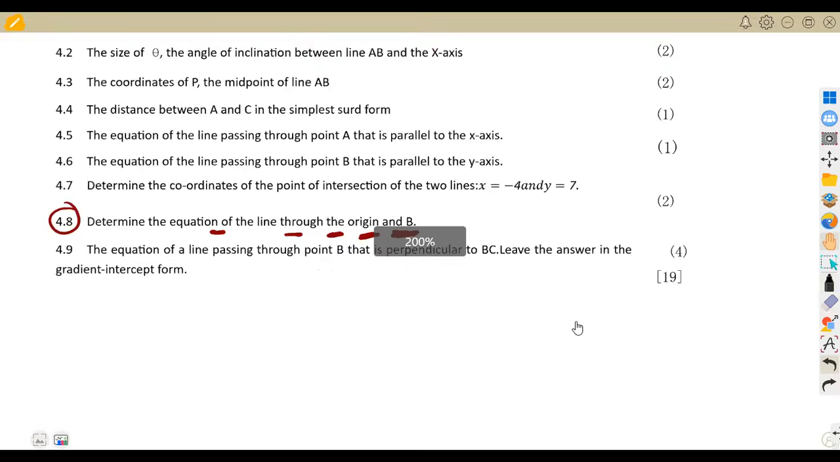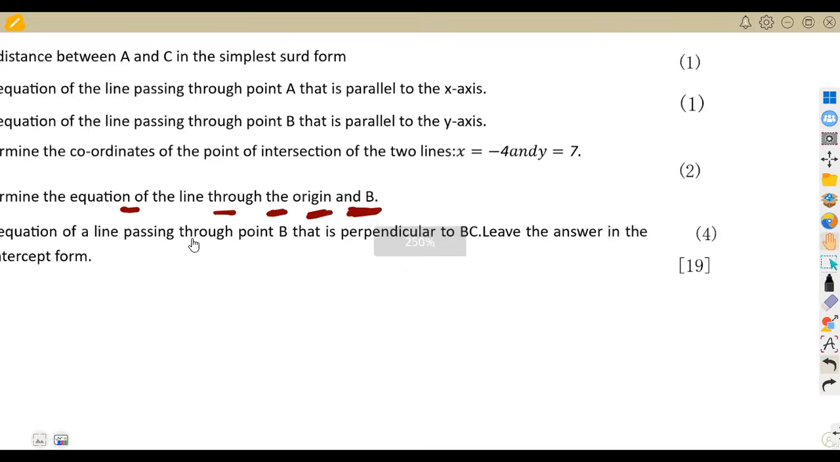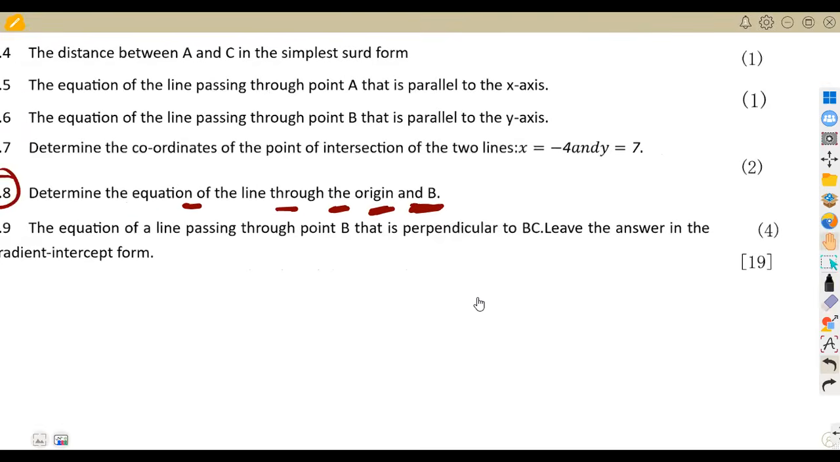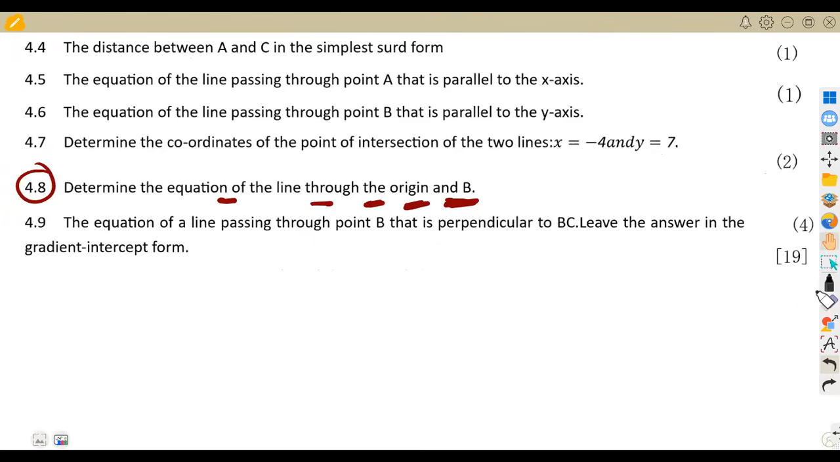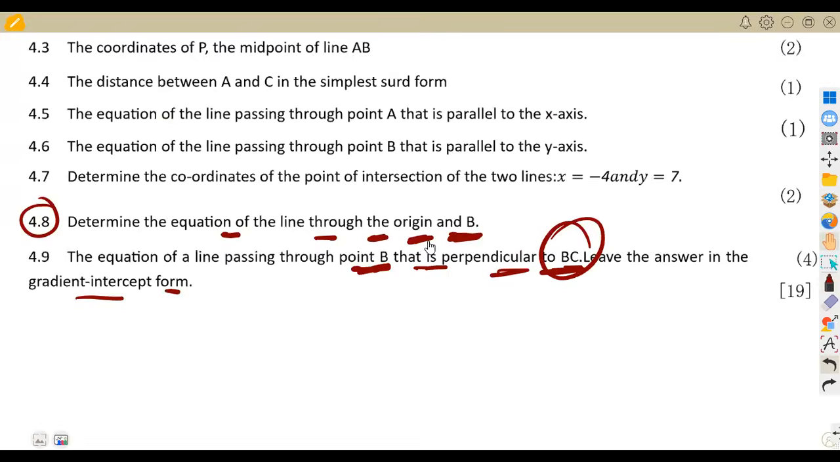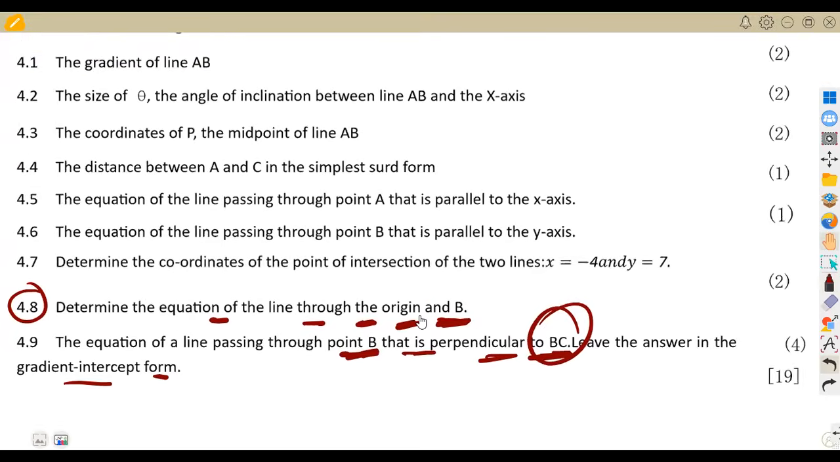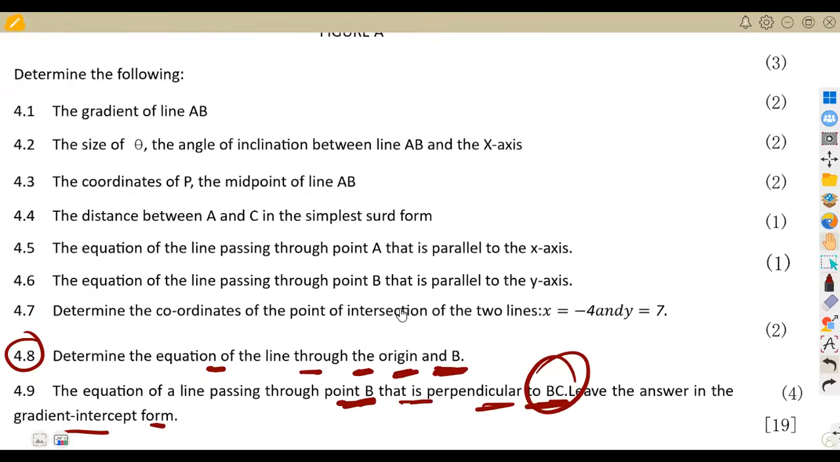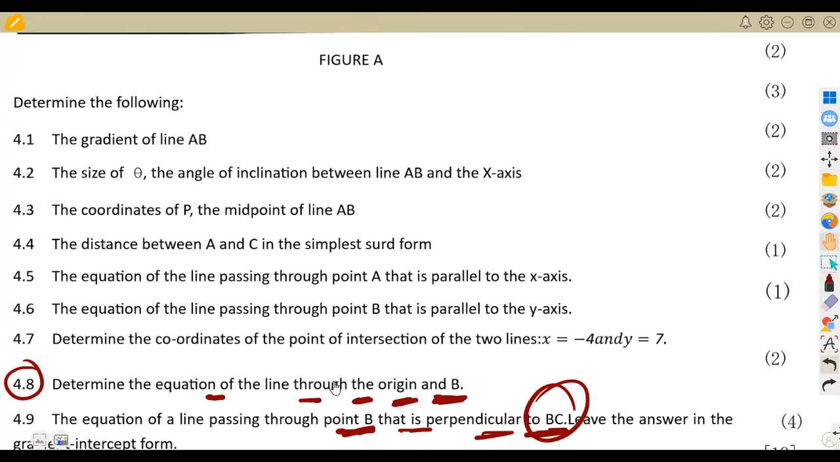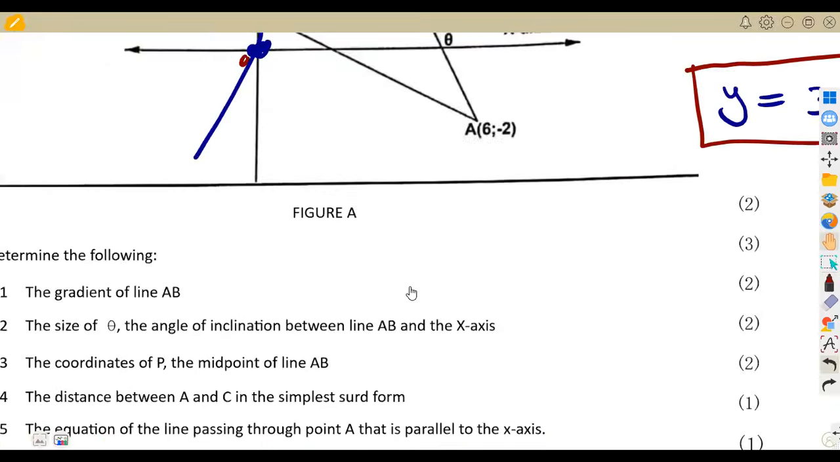All right, then 4.9, the equation of the line passing through point B, take note, it is passing through the same point B, that is perpendicular to BC. Leave your answer in the gradient intercept form. So it is perpendicular to BC. Have we calculated the gradient of BC before? We never calculated the gradient of BC, no problem.